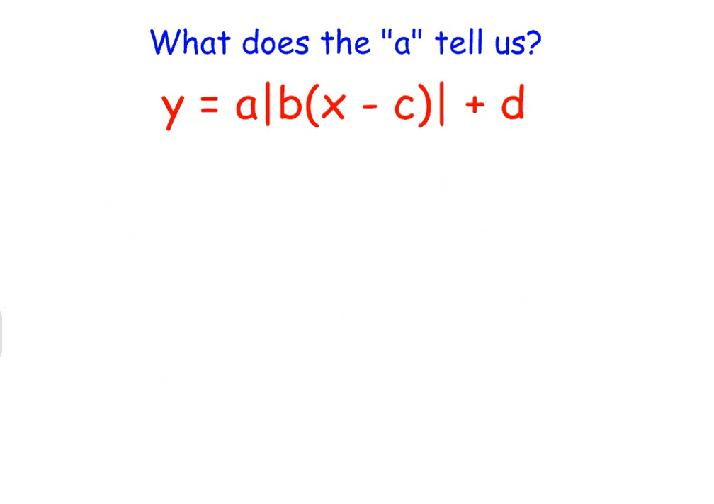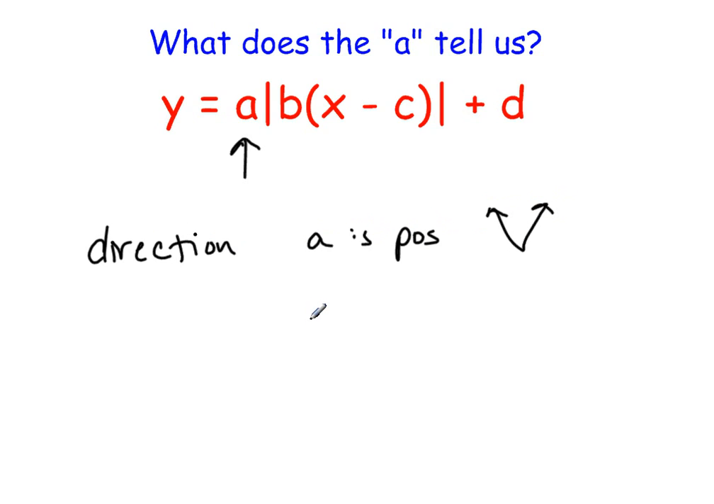So what does the A tell us? If we look at this equation, the A value is right here. The A gives us two pieces of information. One, it tells us the direction. So if A is positive, it faces up. If A is negative, it faces down. It's very similar to a lot of the things we do when we get to quadratics, you're going to see this similar thing. It also has to do with slope, and when we get to the slope part, we're going to see how it relates with the B value. But just by itself, A is positive faces up, A is negative faces down.